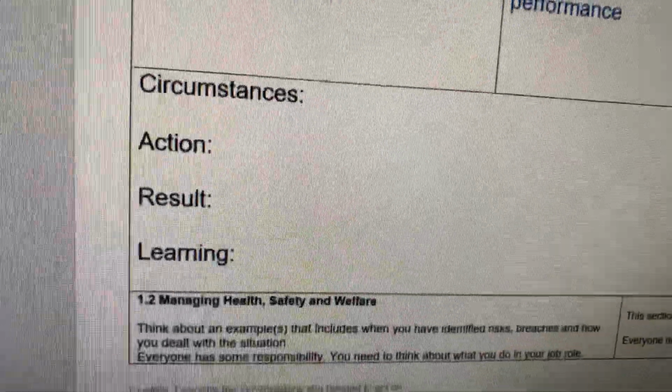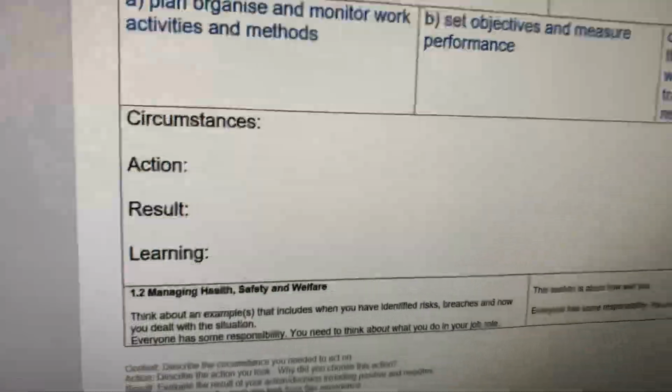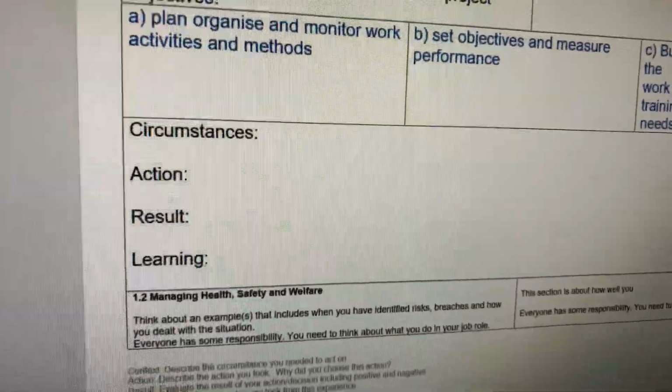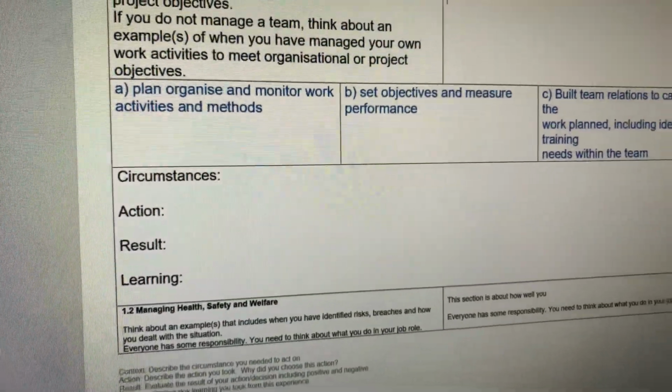So when you're doing this, you've got to think about the circumstances. You've got to think about the scenario and then what action took place. Then what was the result of that action and what did you learn? So write your learning experience.